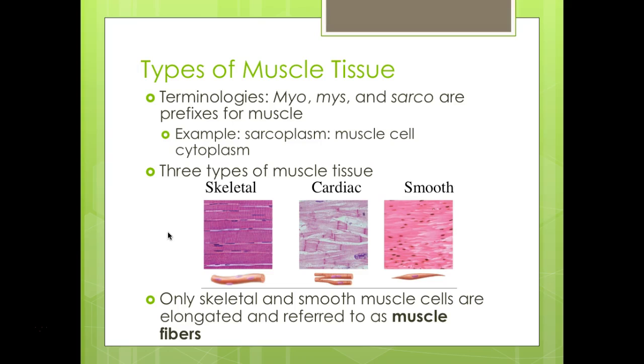We have our cardiac muscle tissue. Of course, you can find that in the heart, and we're going to have striations here too, although you can see it's a little bit lighter than skeletal muscle. They can have 1 to 2 nuclei, and we're going to have this muscle be under involuntary control.